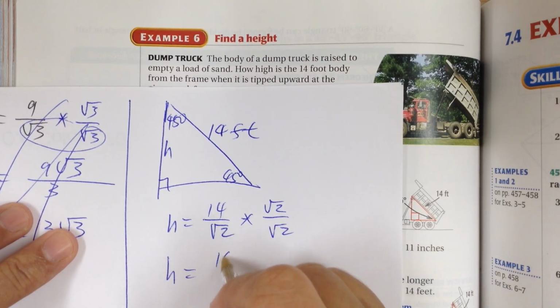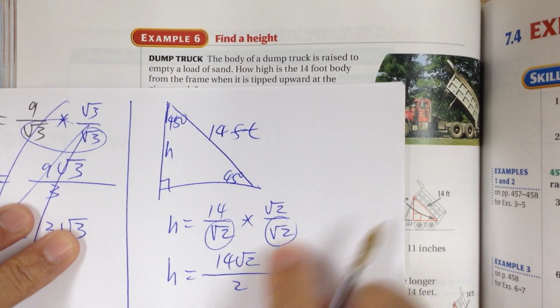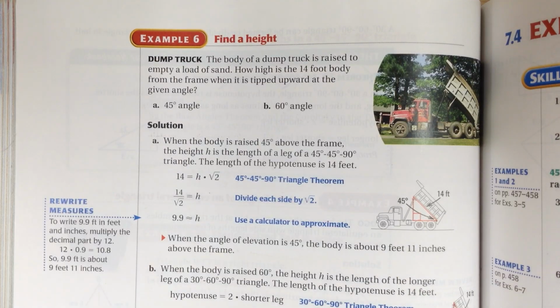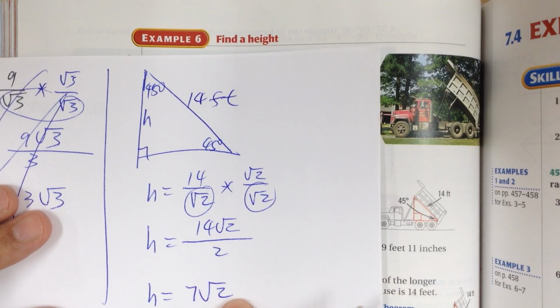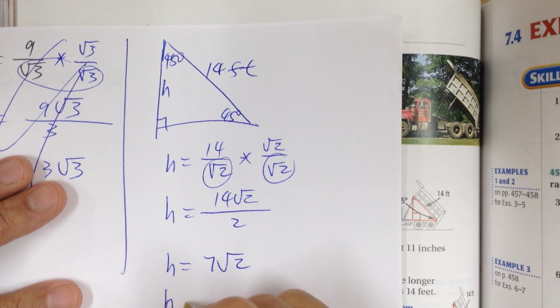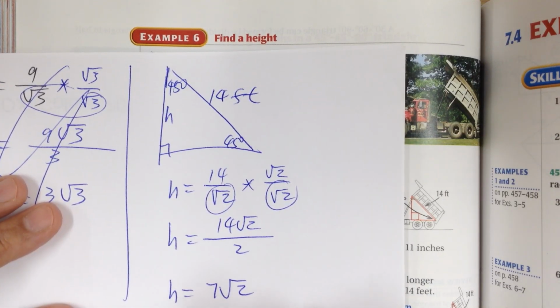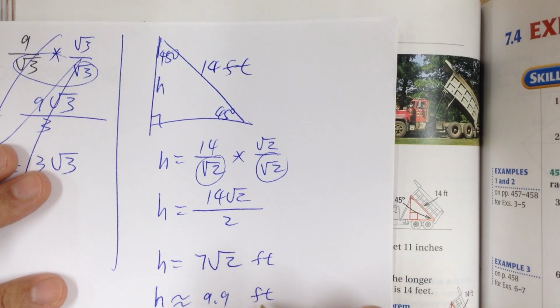So h will equal 14 square root of 2 over 2, right? Because 2 radicals make an integer. And then this will equal 7 square root of 2. And then you can use your calculator. So this is the exact answer. And if you use a calculator, it will equal about 9.9. And the label would be feet. So don't forget your label, right?